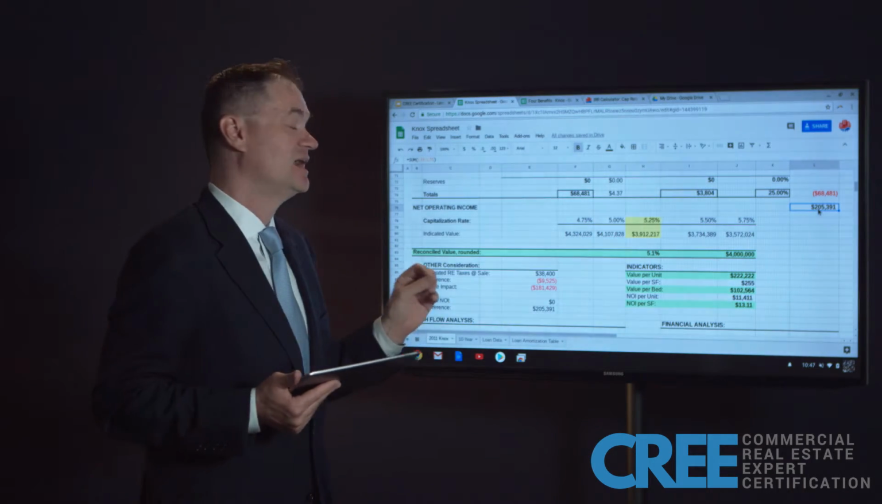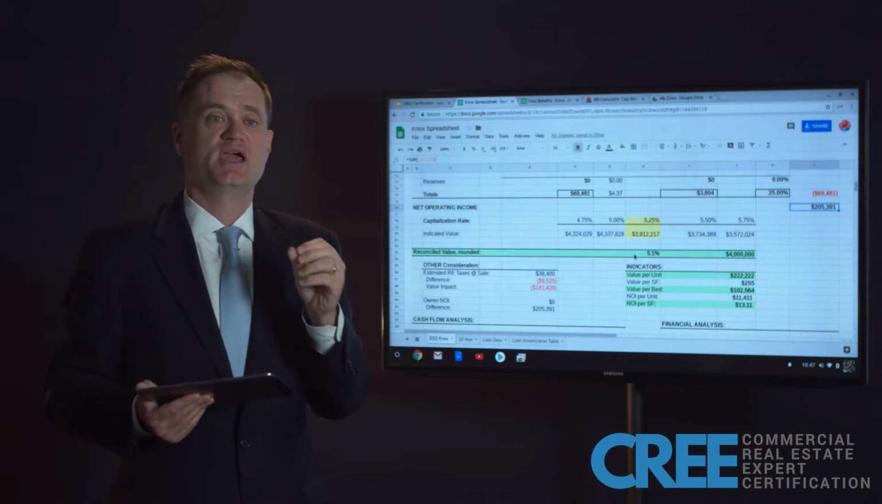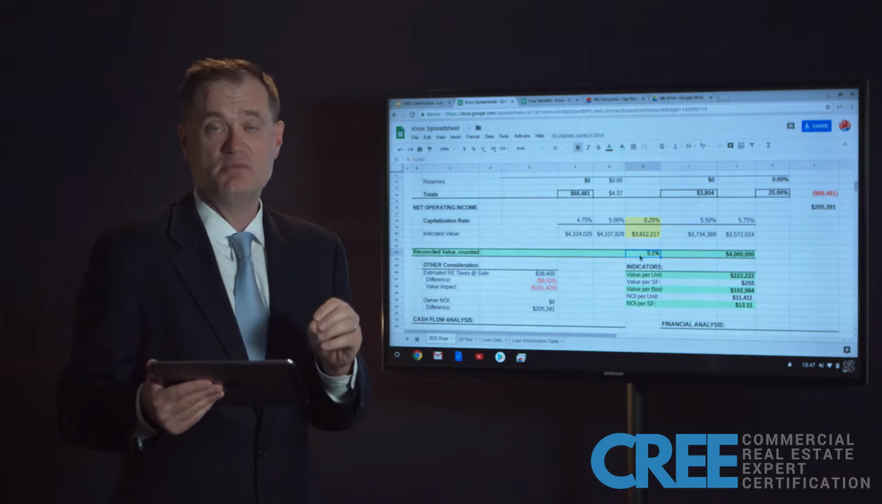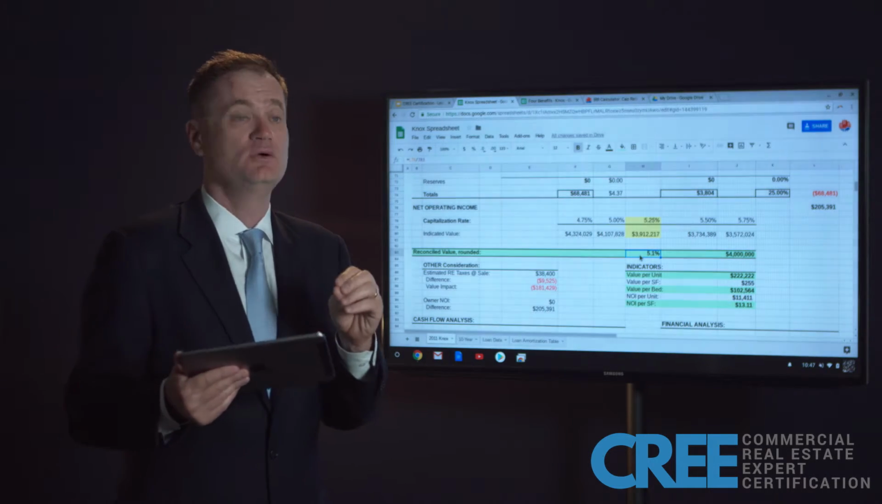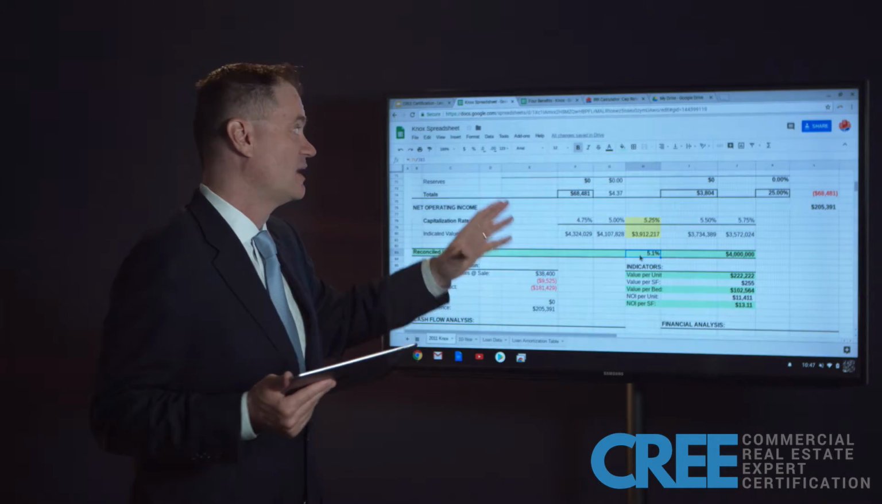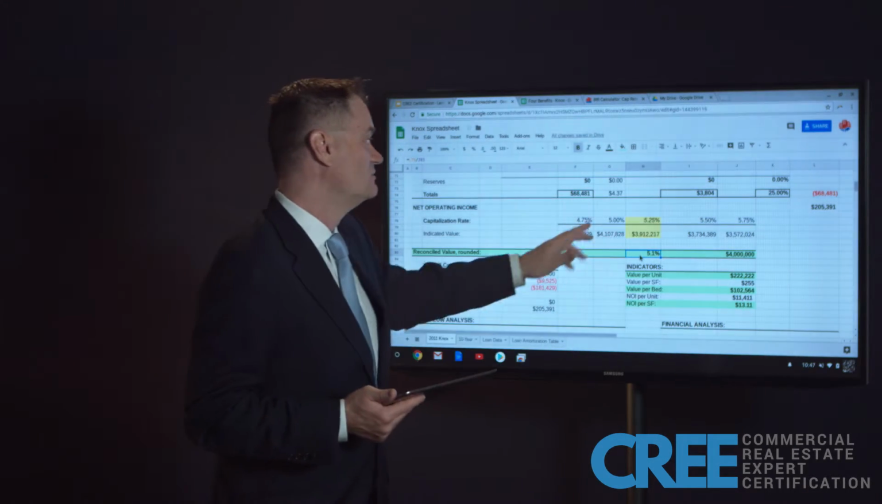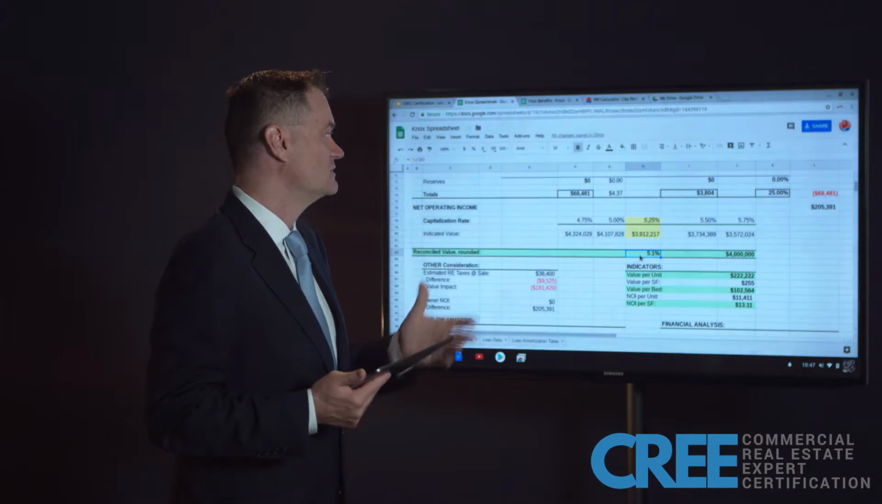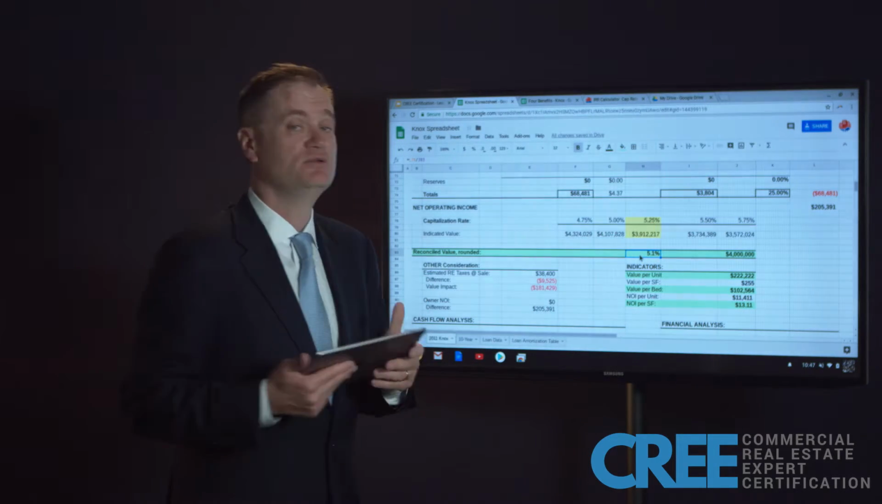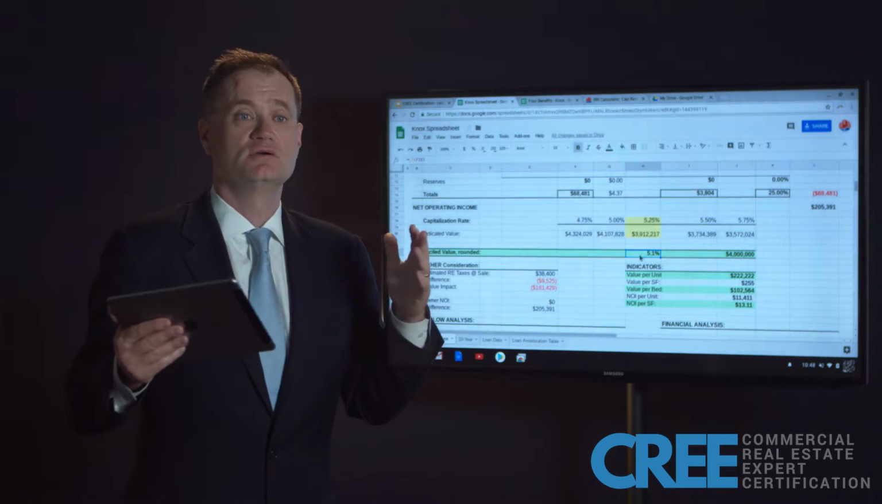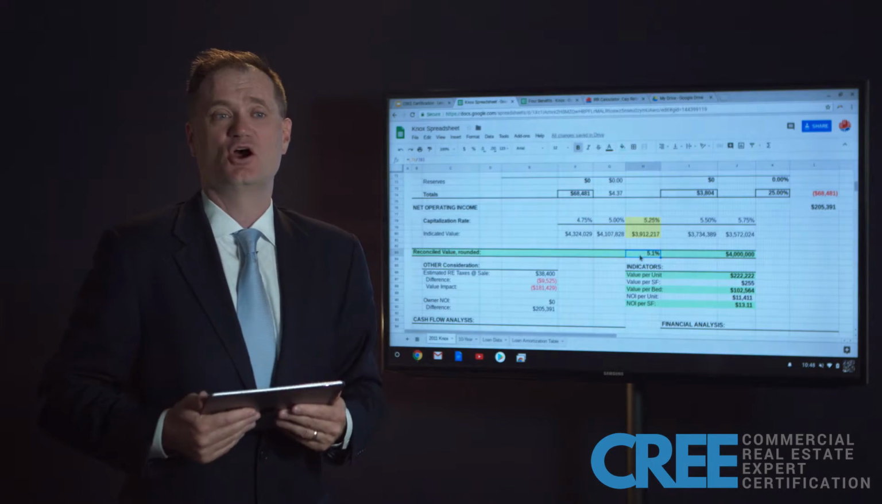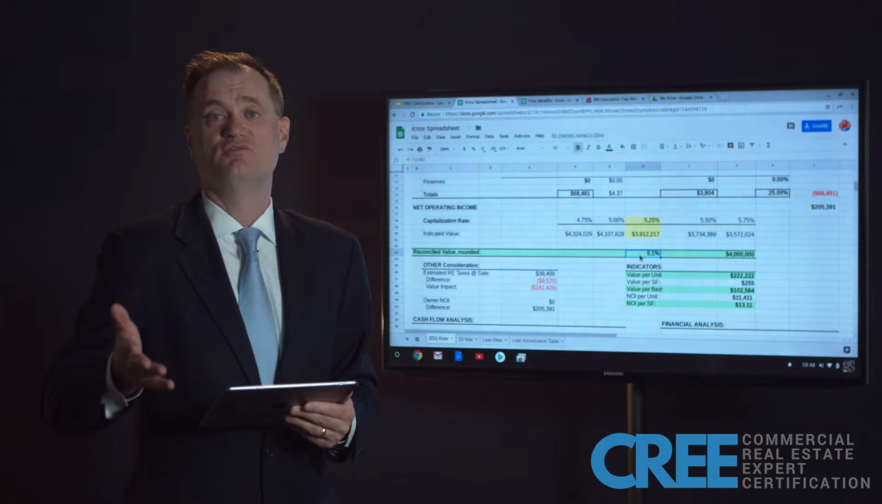So again, these numbers change your value, and the impact on NOI and value are very directly based on what these are. So everything is automatically calculated. You need to make sure that these numbers are tried, true, and tested, and are reflective of the market that you're in.